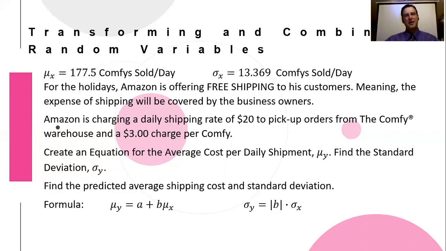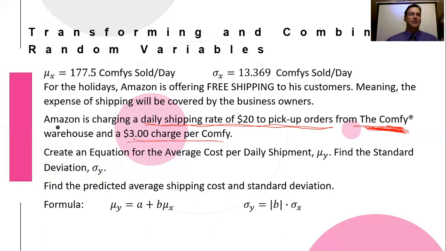Now, here's what Amazon's doing, and this won't surprise you. They're giving free shipping to all their customers who buy a Comfy. No surprise, Amazon does that. However, that doesn't mean it's just free in general. It means that someone else is going to have to pay for the shipping, and it's going to be this group, the Comfy. The Comfy's going to have to pay for it. And here's what Amazon's going to charge them. They're going to charge them a daily shipping rate of 20 bucks just to pick up the orders. So just to bring a truck by the warehouse to pick them up is $20. And then they're going to charge $3 per Comfy.